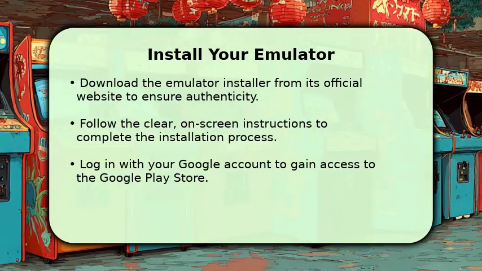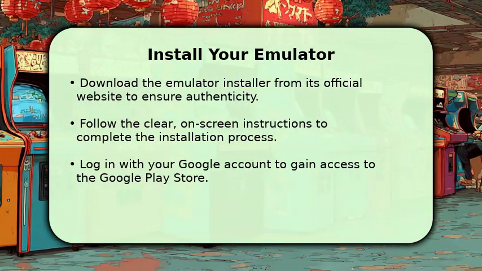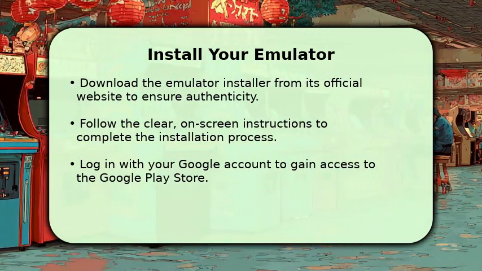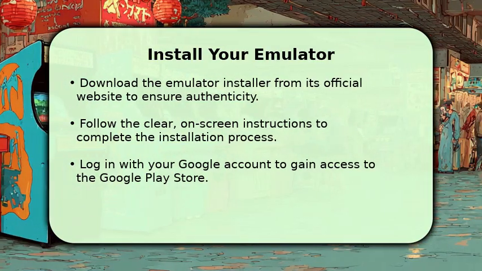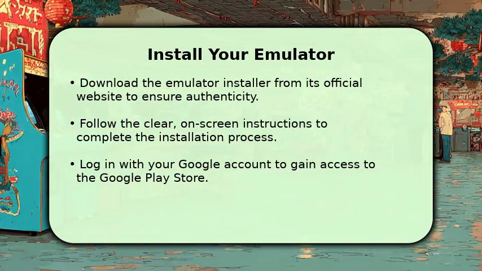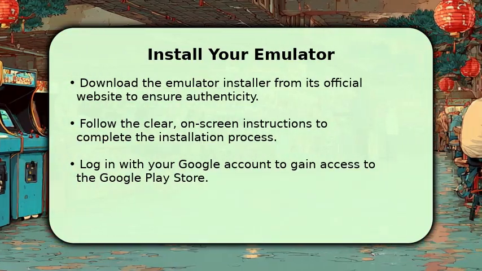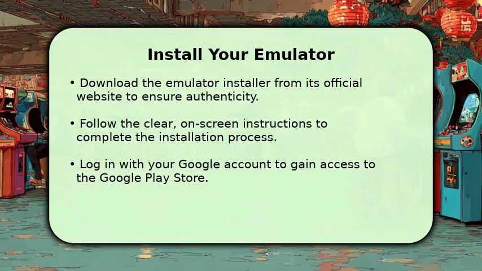Once you've chosen your emulator, navigate to its official website and download the installer. The installation process is straightforward. Simply follow the on-screen prompts. After installation, launch the emulator and you'll be guided to sign in with your Google account. This step is crucial as it grants you access to the Google Play Store, where you'll find Clash Royale.